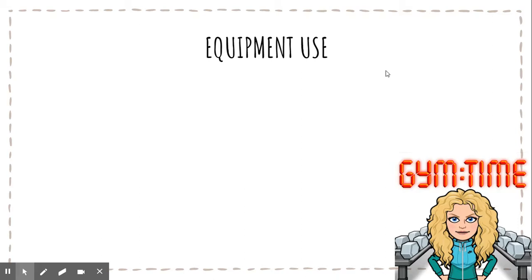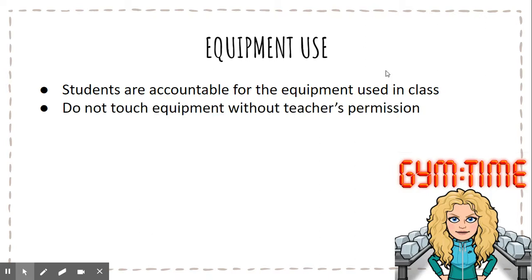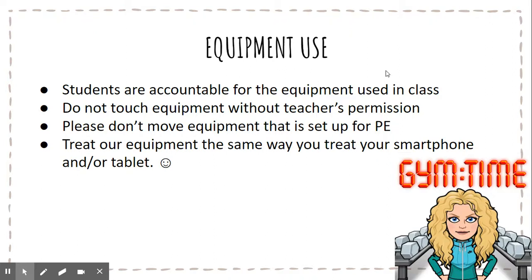All right, equipment use. Students are accountable for the equipment being used in class. If equipment is set up in the gym or the weight room when we get there, please do not touch it without my permission beforehand. A lot of times I will set things up before we get there so it's ready for us to use. And then treat our equipment the same way that you treat your smartphone or your tablet. The equipment is not cheap, and we want to make sure that it lasts as long as it can and that everybody is able to use it.